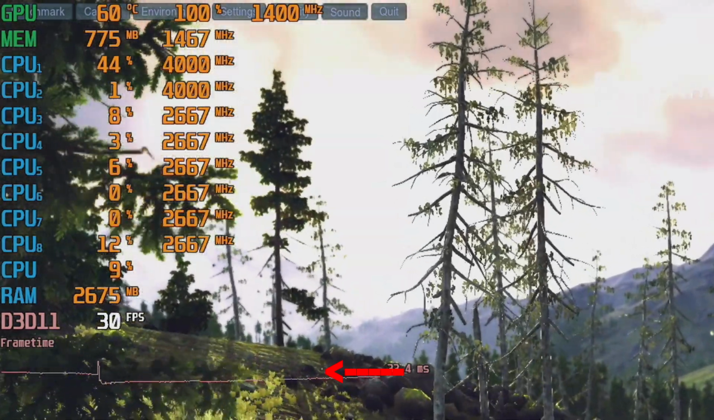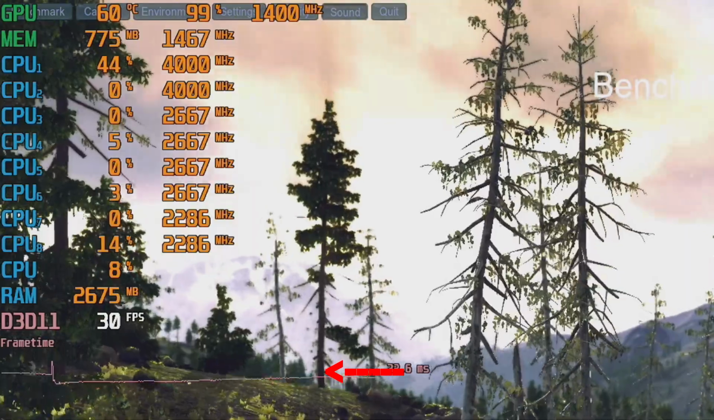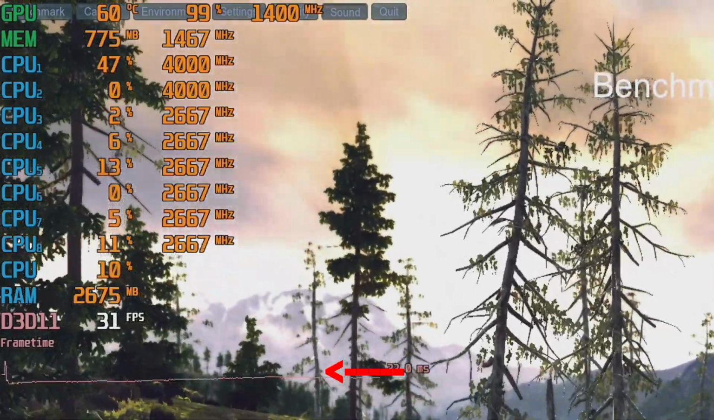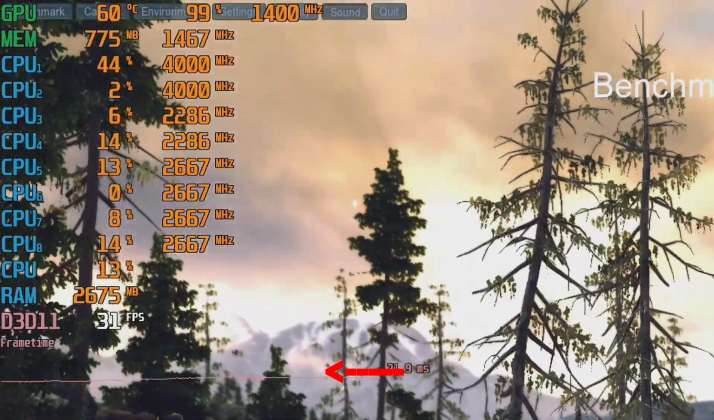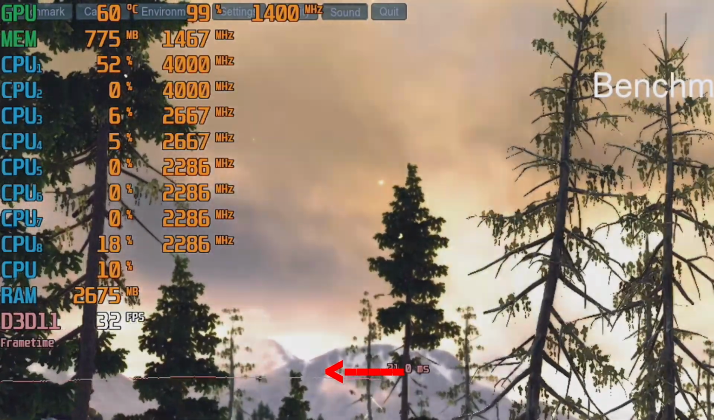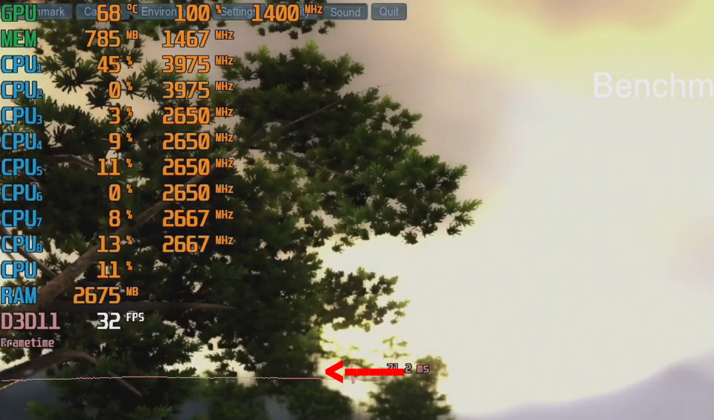Our last row is the frame time. The frame time shows you how fluent the frames are rendered. If there are some hiccups in this line, you will sometimes get enough frames, but it still feels laggy and sluggish.